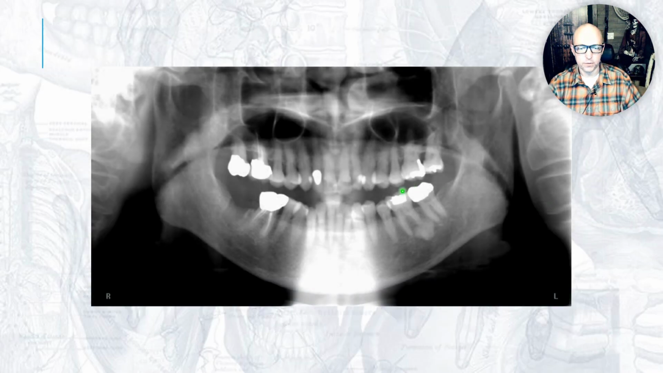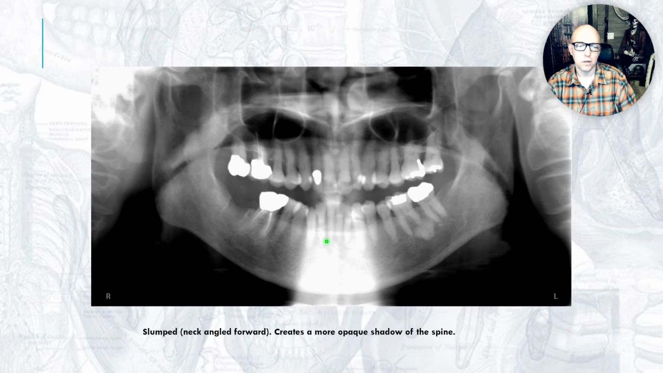All right, so what was this one, where you really have a pronounced ghost image projecting over the mandibular teeth? What's creating that ghost image? The spine, the hyoid bone, really more the spine. The hyoid bone is relatively small, but this is where the patient's positioned like this, your slumped position, creates that really exaggerated spine ghost image.